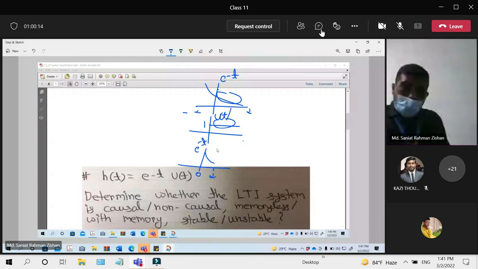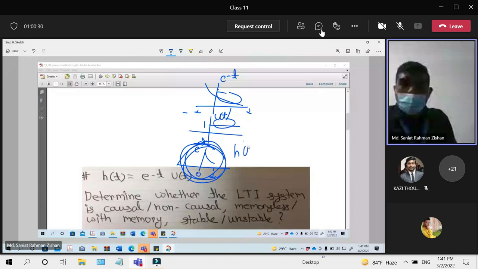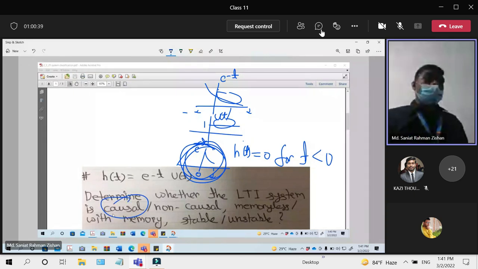Now look at this signal. Does it have value in the left side, in the negative side? Yes or no? Online class, e to the minus t, this final signal. No, sir. That means h(t) equals 0 for t less than 0. That means this will become causal.